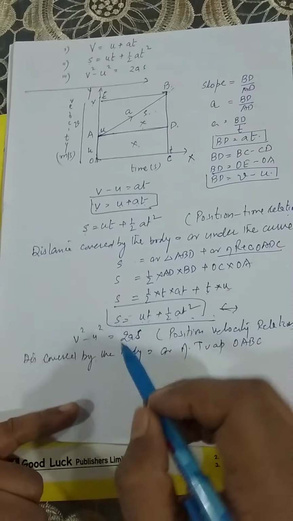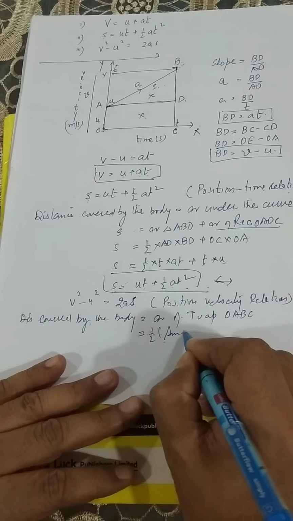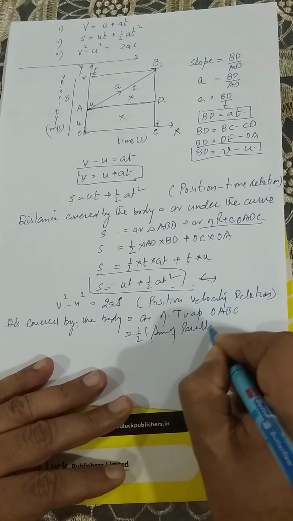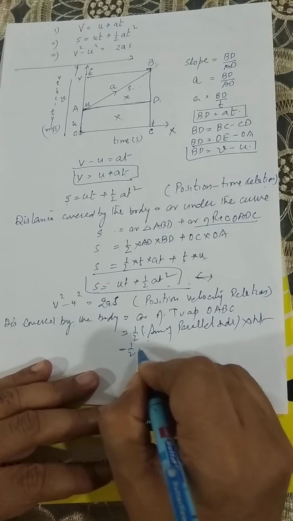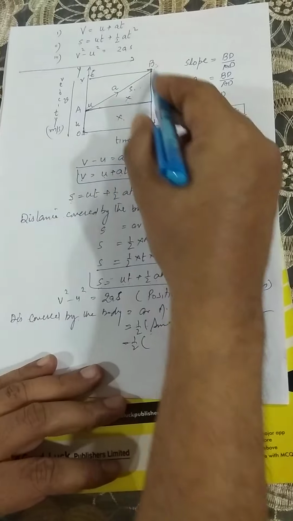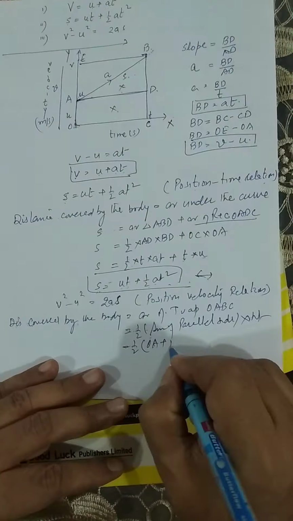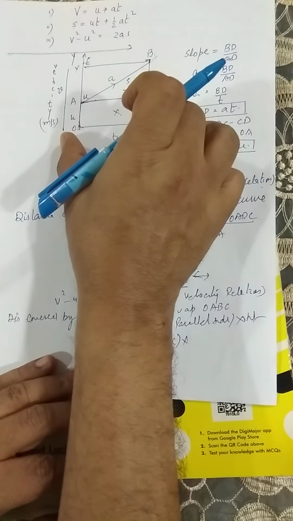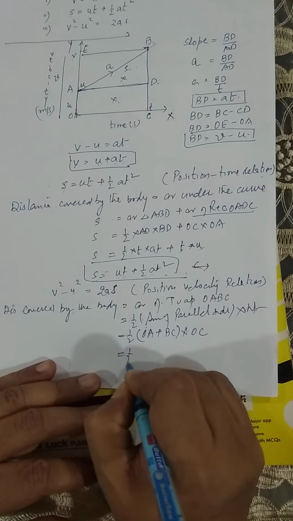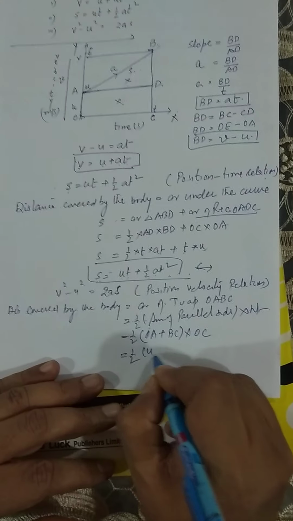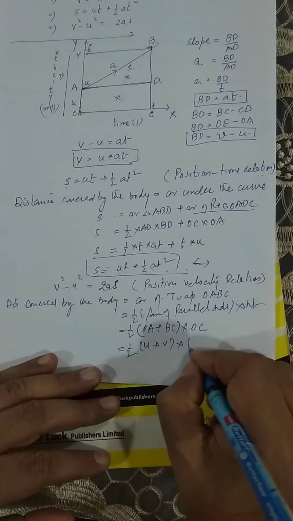And you know that the area of trapezium is half the sum of parallel sides into the distance between them. The parallel sides of the trapezium are OA and BC. And the distance between them is OC. Now put the values: OA is U, BC is V, and OC is T.